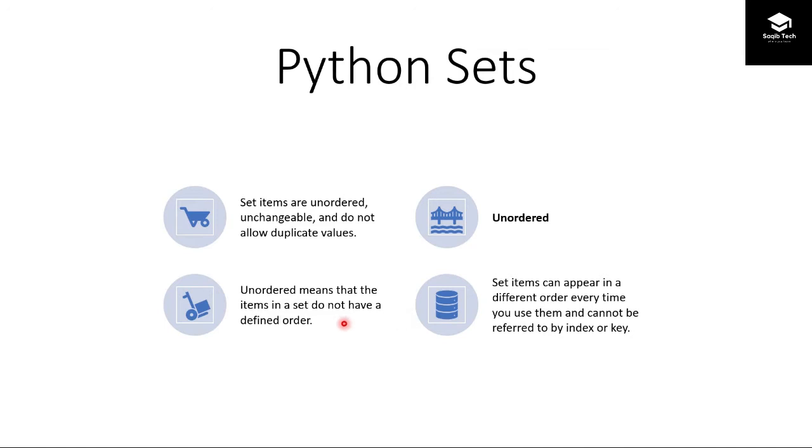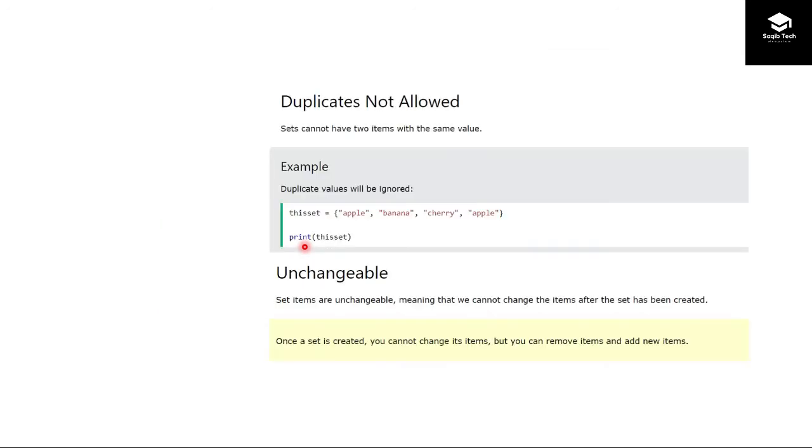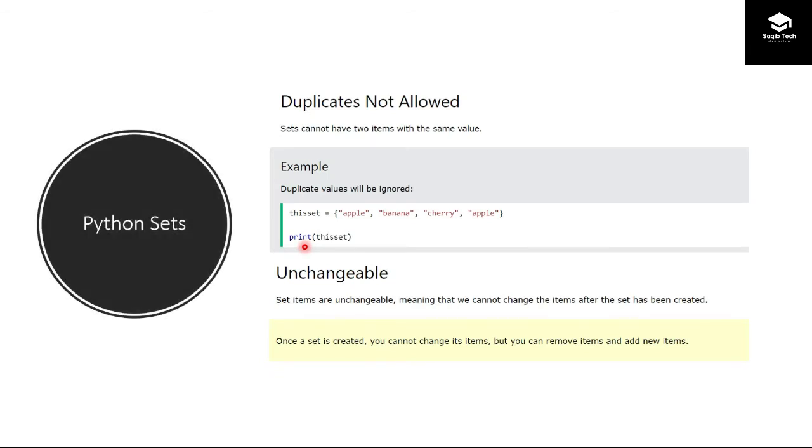The items in the set do not have a defined order. So set items can appear in a different order every time you use them and can't be referred to by any index or a key. And the most important value, let's look at that. Sets do not allow duplicate values. So that is the main reason for using sets. When we don't need duplication in our values, we prefer to use set. So here duplicates are not allowed.